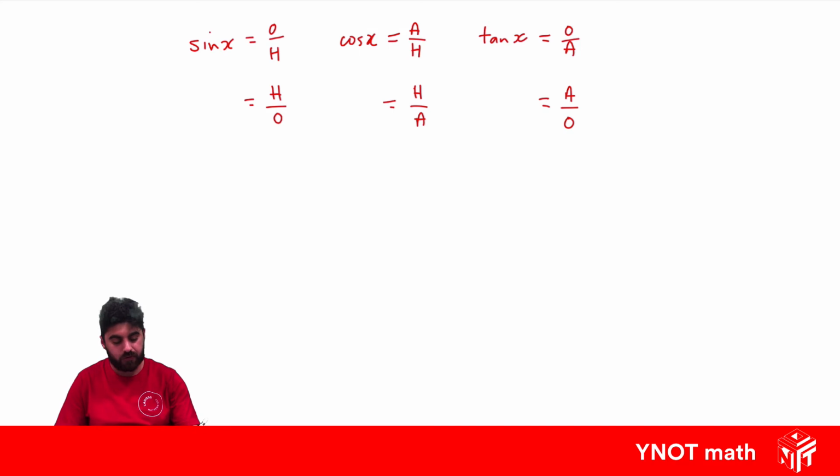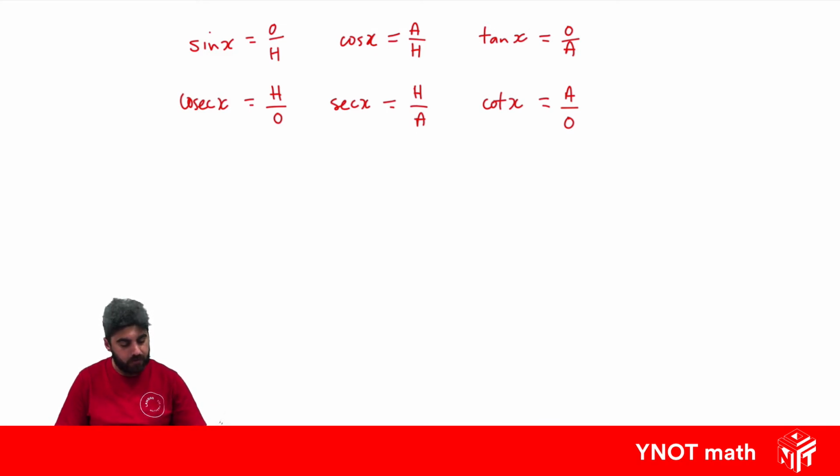So hypotenuse over the opposite we define as cosec x, or cosecant, the full name. Hypotenuse over adjacent is sec x, or the secant of x, and adjacent over opposite is cot x, or the cotangent of x. And all these are is just the reciprocals of our normal trig functions.